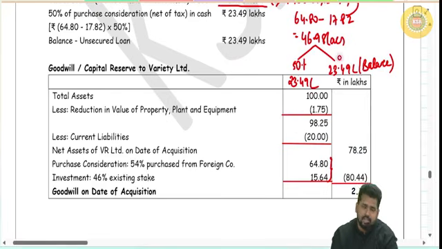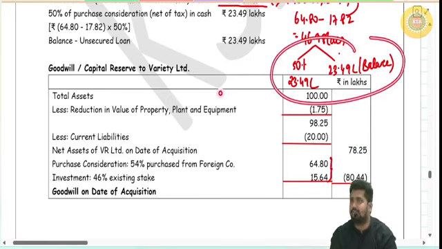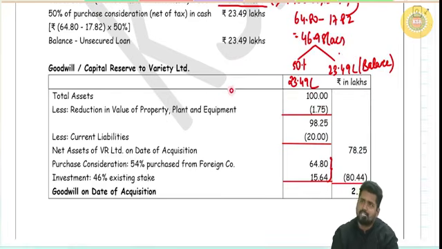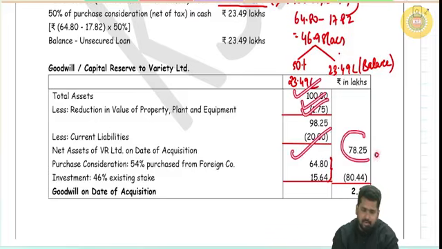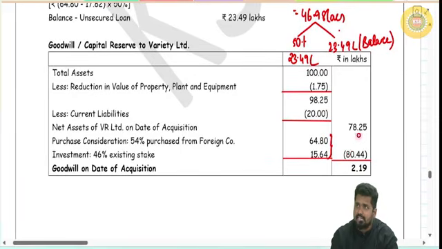So this is what they are doing, and they are asking us to calculate goodwill or capital reserve. Liability approach, asset approach. In this sum, you can do only the asset approach. So 100 lakhs is the asset value, and these are reduced as per the question: current liability and PP. Therefore, what is the net asset? 78.25. This is the net assets.